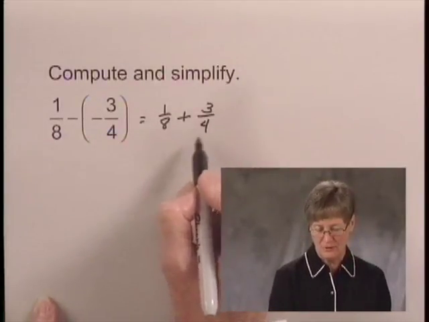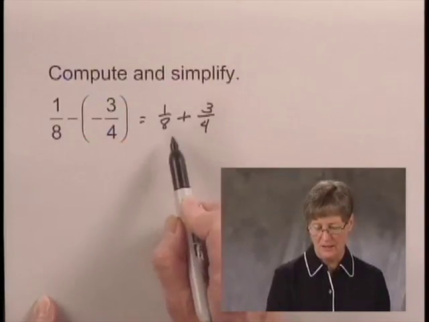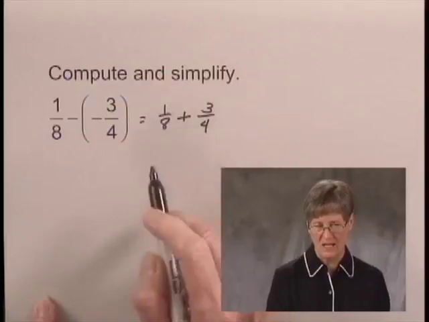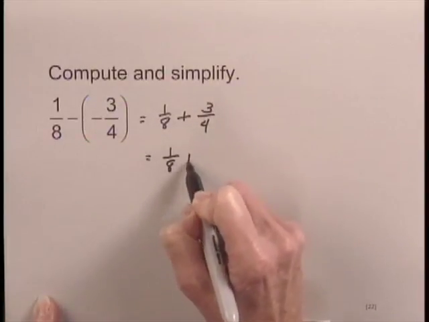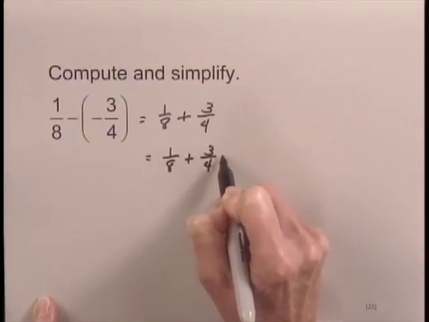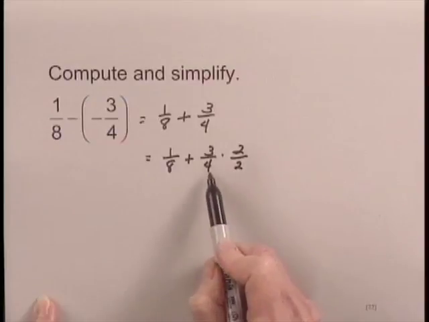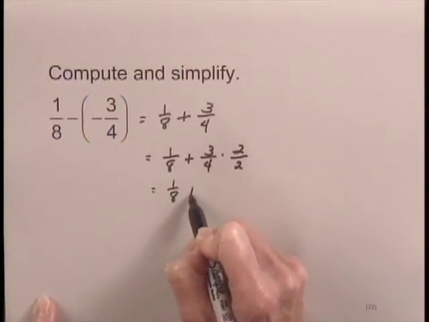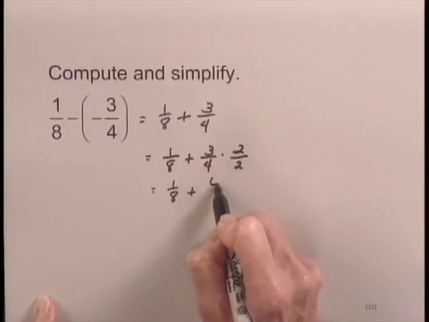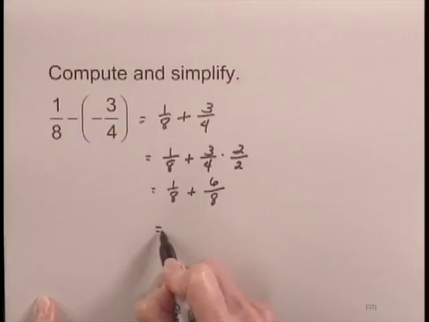First thing that we need to do at this stage is to find a common denominator. And 8 is a multiple of 4, so 8 will be the least common denominator. I'll have 1/8 plus 3/4 multiplied by 1 in the form of 2 over 2, so that this denominator becomes 8. And this is 1/8 plus 3 times 2 is 6, and 4 times 2 is 8. So I'm adding these two fractions.